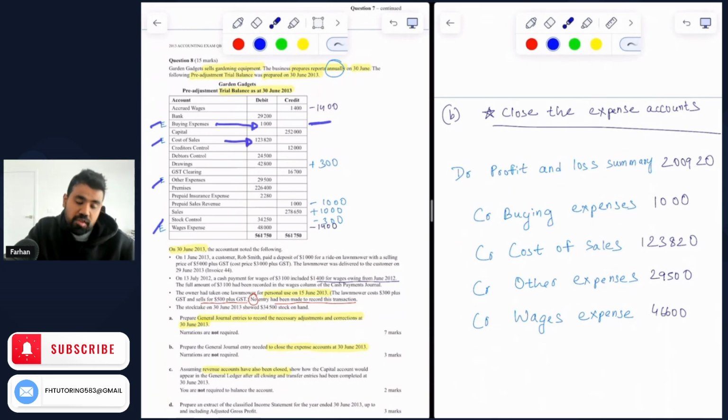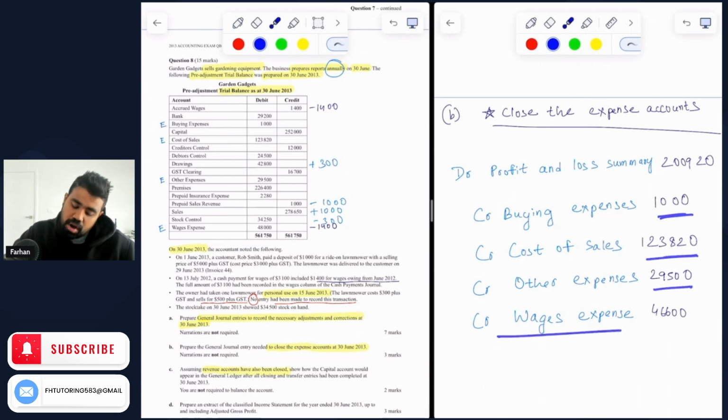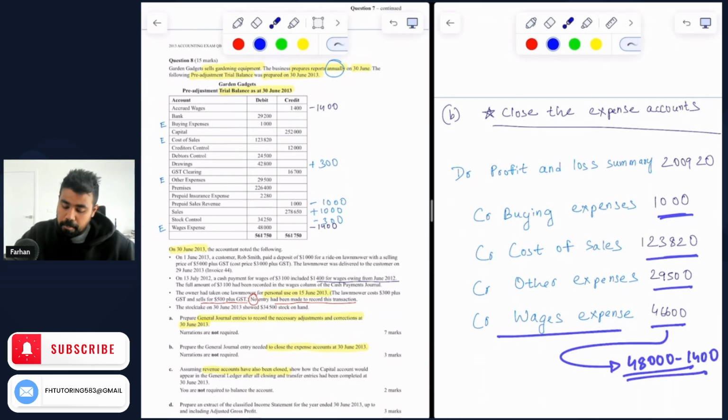Then we are crediting cost of sales by $123,820. Then we are crediting other expenses by $29,500. And then we are crediting wages expense by $48,000. Sorry, not 48,000. It should be 48,000 minus 1,400, which is the adjustment that we have made based on information number 2. So wages expense is credited by 46,600, which was calculated by subtracting 1,400 in wages for the previous period from the $48,000 balance that we're given in the pre-adjusted trial balance.